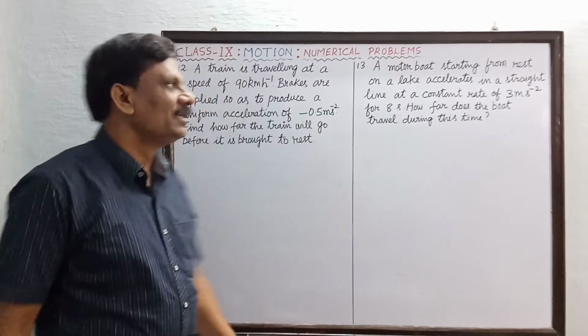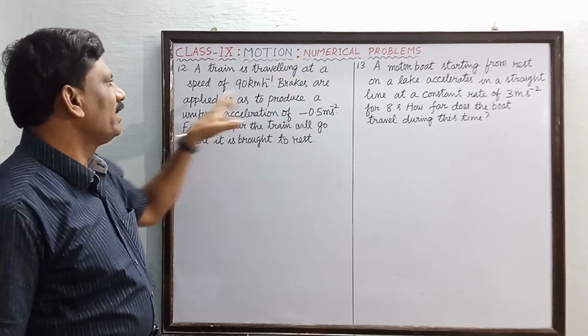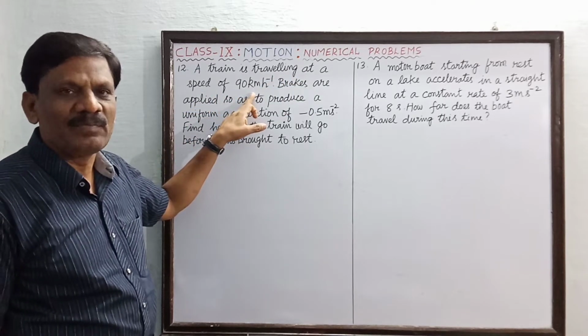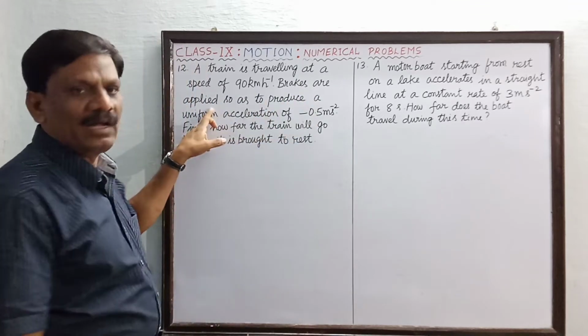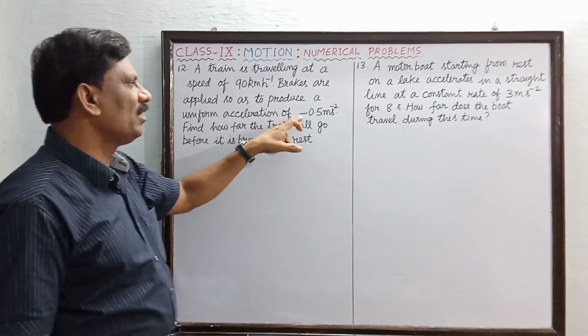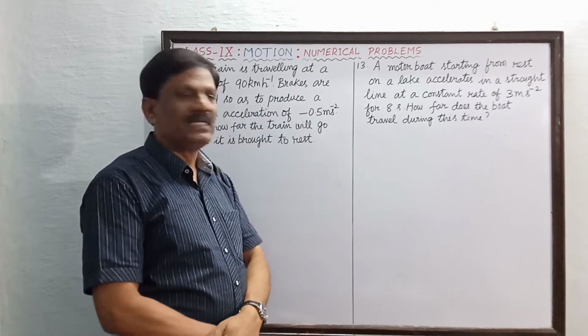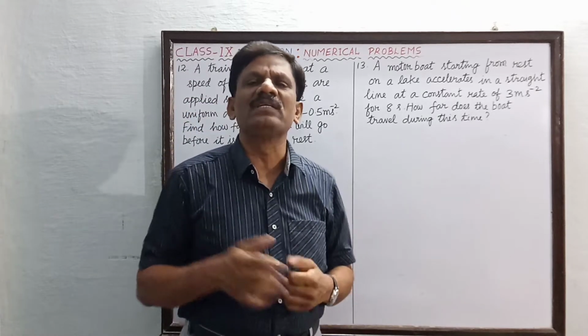Hi students, now problem number 12. A train is traveling at a speed of 90 km per hour. That is the initial speed. Brakes are applied so as to produce a uniform acceleration of minus 0.5 meters per second square. What will happen when brakes are applied to the train?